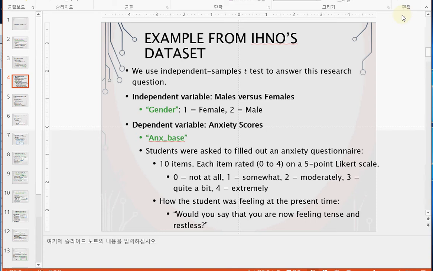The independent t-test is a little bit different from the one sample or paired sample t-test computationally. We treat the gender as independent variable, whereas the angst base becomes a dependent variable. We coded one for female and two for male.